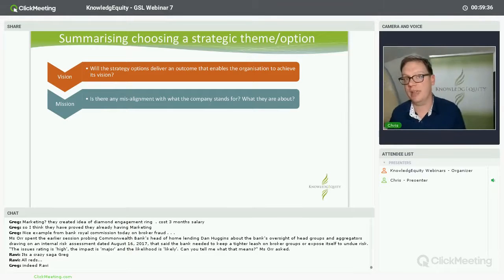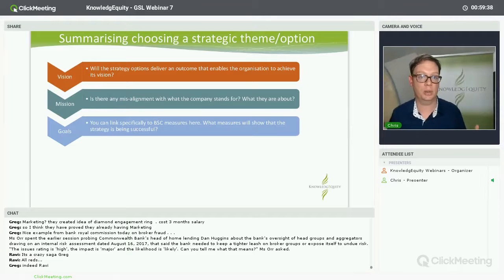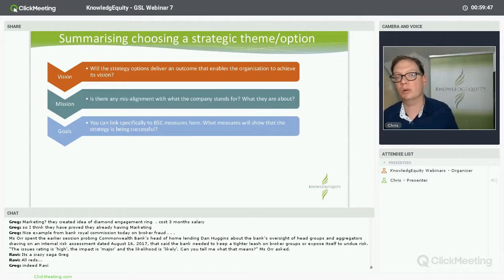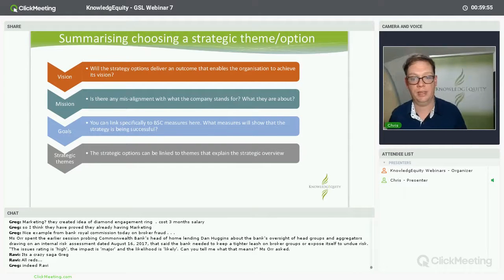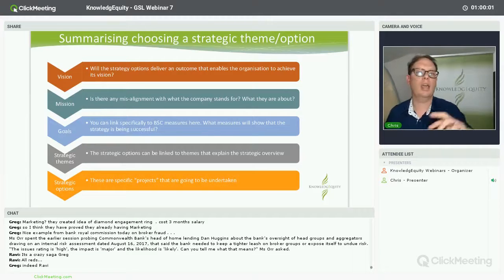Is there any misalignment between what this company stands for, what its purpose is, and what the strategic option is about? Can you link it specifically to BSC measures here? Maybe or maybe not. What measures, though? You could get the question of, well, you've got these goals, you've got this vision. What measures should be in place in terms of monitoring implementation that's going to help us know that we got there, right? Strategic options can be linked to themes that explain the strategic overview as well.